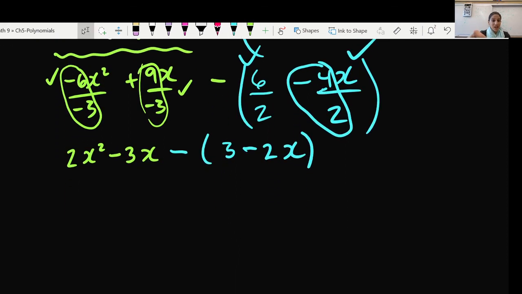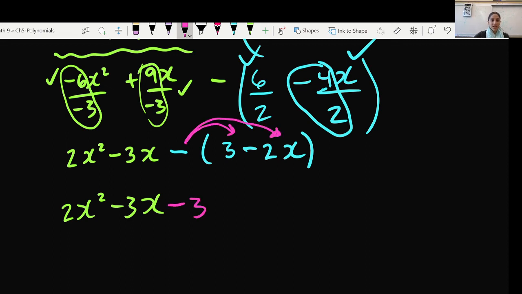Okay, so we're getting there, but we're not quite there yet. We do still have 2x squared minus 3x, but then I need to distribute this minus here. So I get minus 3, and I need to distribute this here. A minus times a minus is a plus 2x. And then I want to collect any like terms.